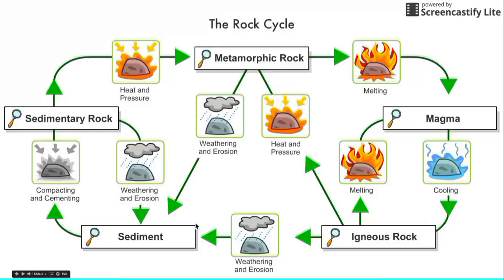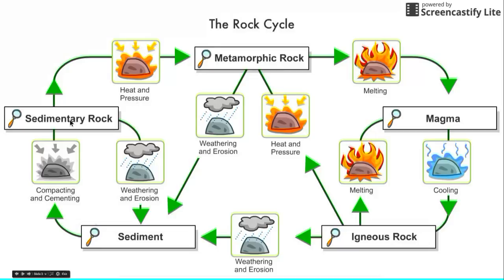So after all this weathering and erosion occurs, and we have these layers of sediments, they undergo compacting and cementing, and this is how sedimentary rock is formed. In this compaction and cementing, there's a lot of pressure being pushed down on these rocks, and then all these sediments kind of mold together to form these rocks.